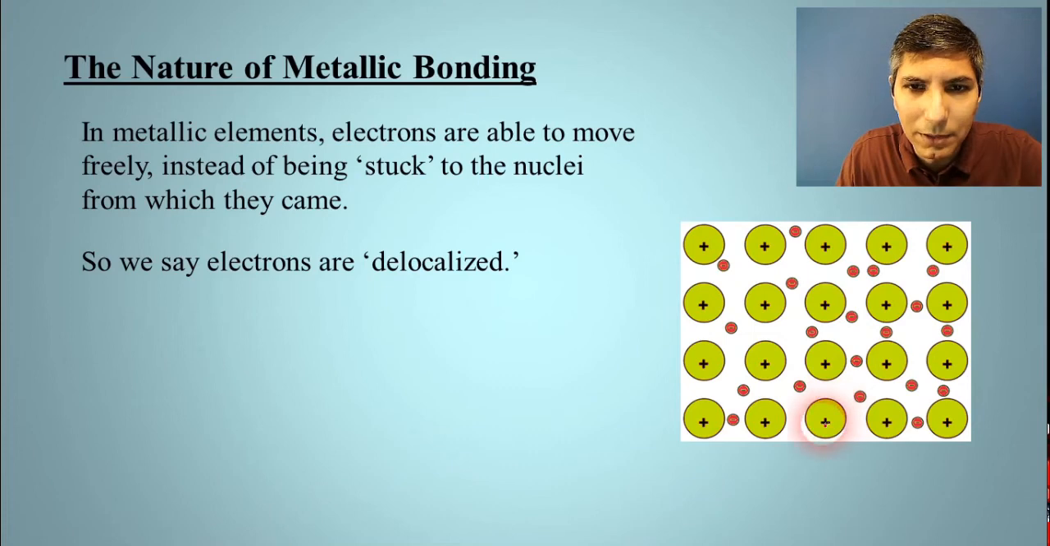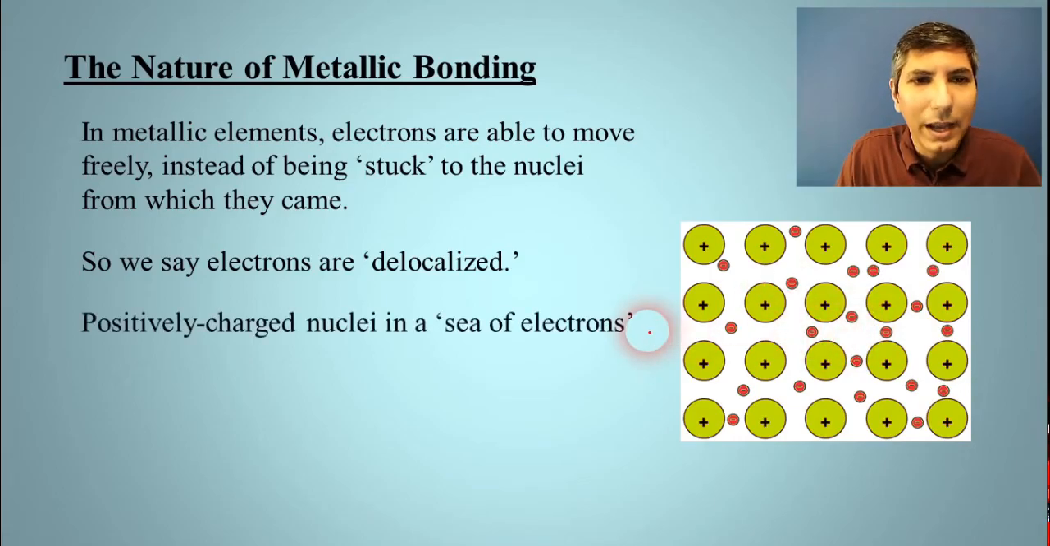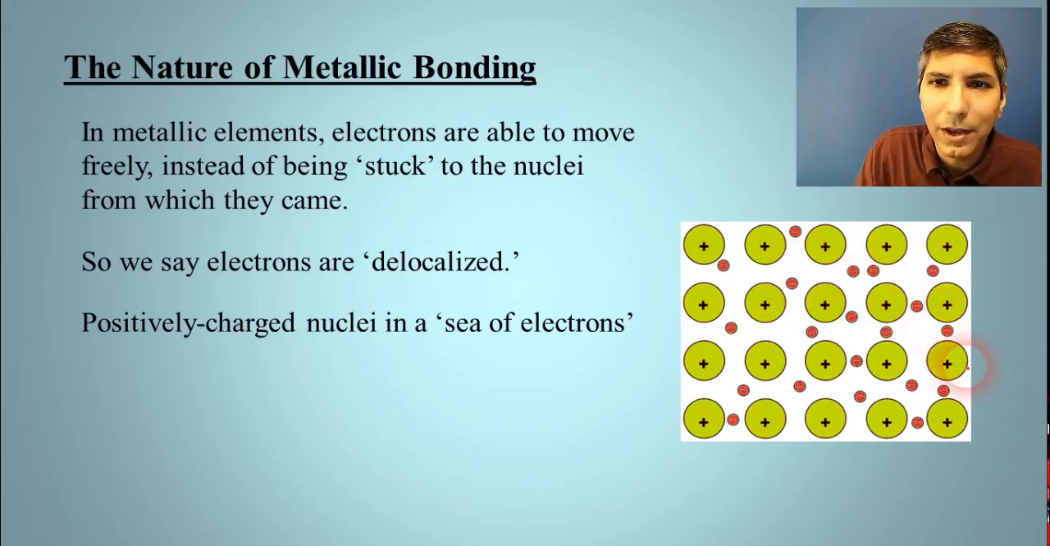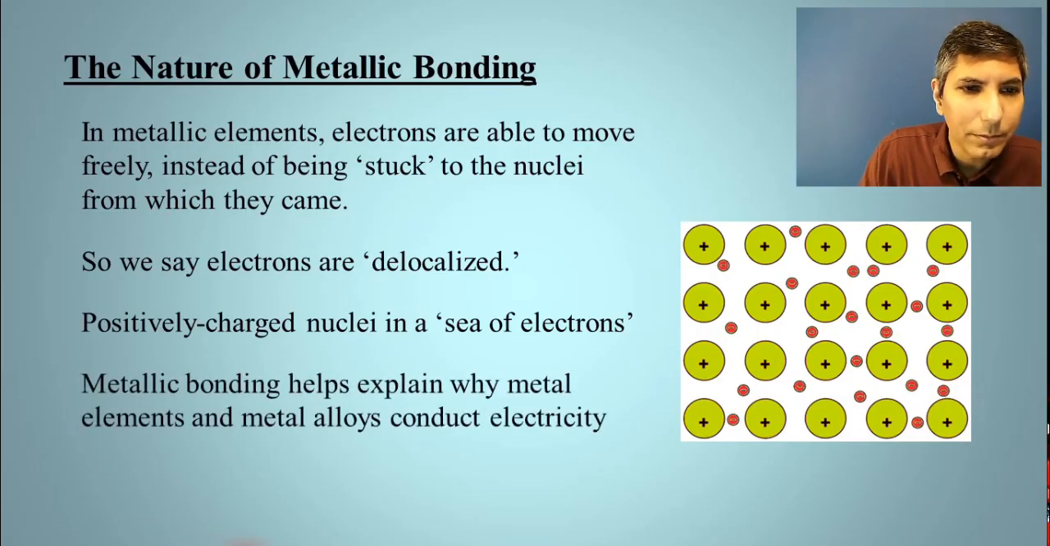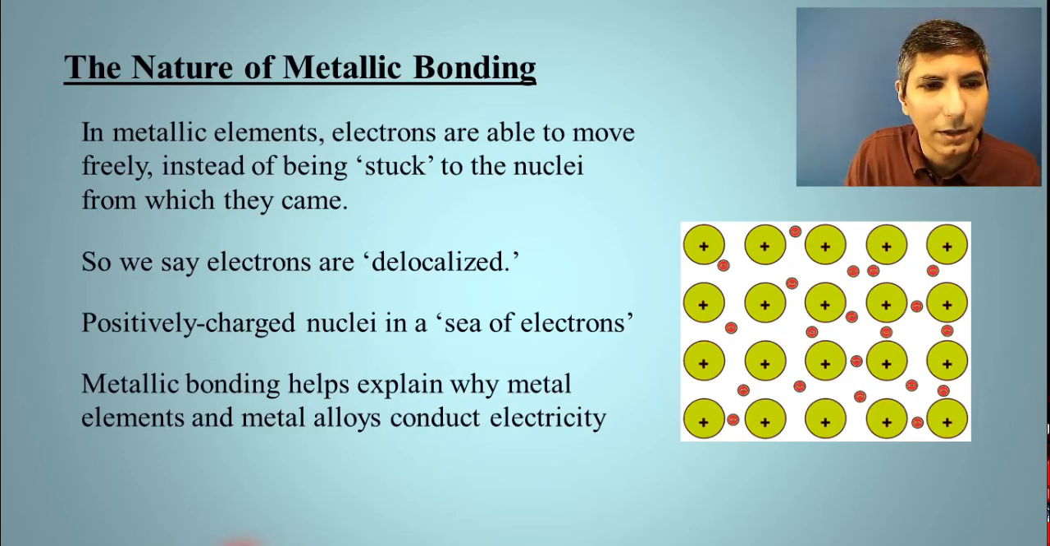So here's that picture again that we saw in Unit 2, Section 1, where we have those nuclei that are in that fairly orderly pattern, but then the electrons are delocalized. They're able to move around, and that is why electricity flows through metals and metallic alloys. It's kind of like we have these positively charged nuclei in what we sometimes call a sea of electrons, because these electrons are like a sea. They're able to flow freely and move around, and that's what makes electricity. Essentially, in a wire at least, you have electrons that are able to flow freely through that wire. So this is a good explanation of why metal elements and metal alloys do conduct electricity.